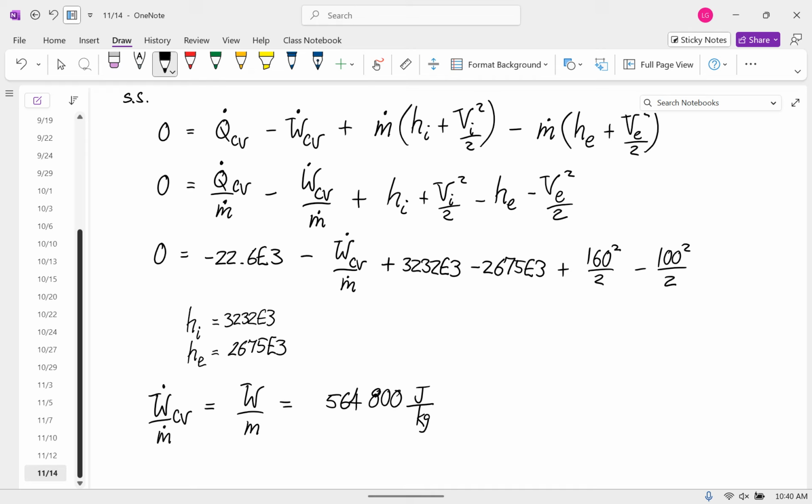So that's how much power you're getting out of this, generating from this power cycle per kilogram of mass that flows through the turbine. Any questions about that? Okay, let's do the quiz.